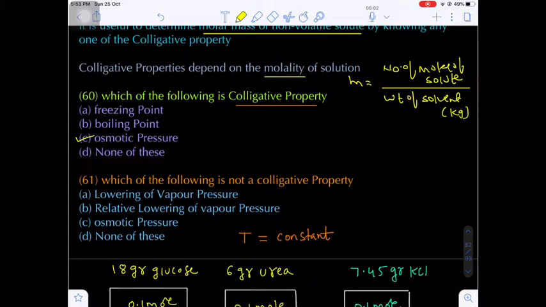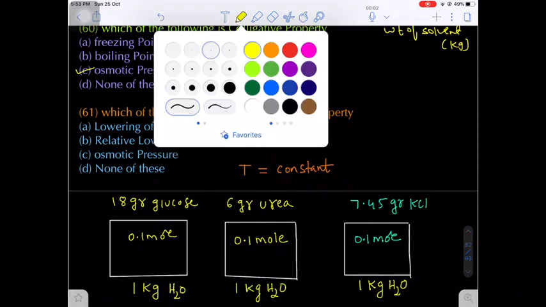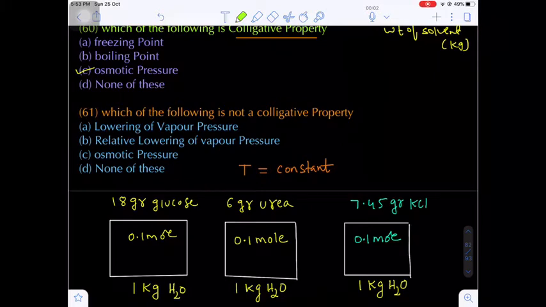Only the osmotic pressure will be the colligative property. Okay. Now the next question, question number 61. Which of the following is not a colligative property? Lowering of vapor pressure is not a colligative property.